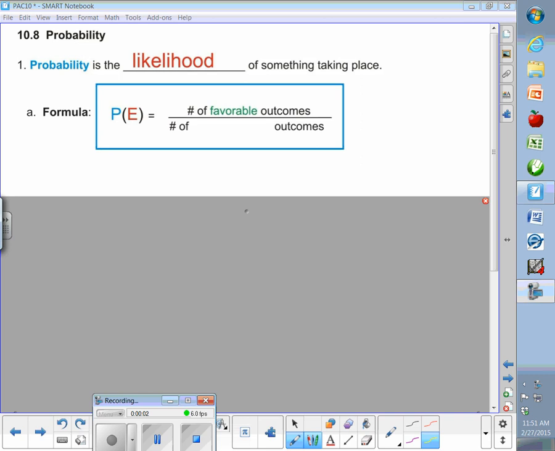All right, this is lesson 10.8. It's on probability. It's really a fun lesson. Probability is simply the likelihood of something taking place. The likelihood. And the probability tells you how likely it is to take place.